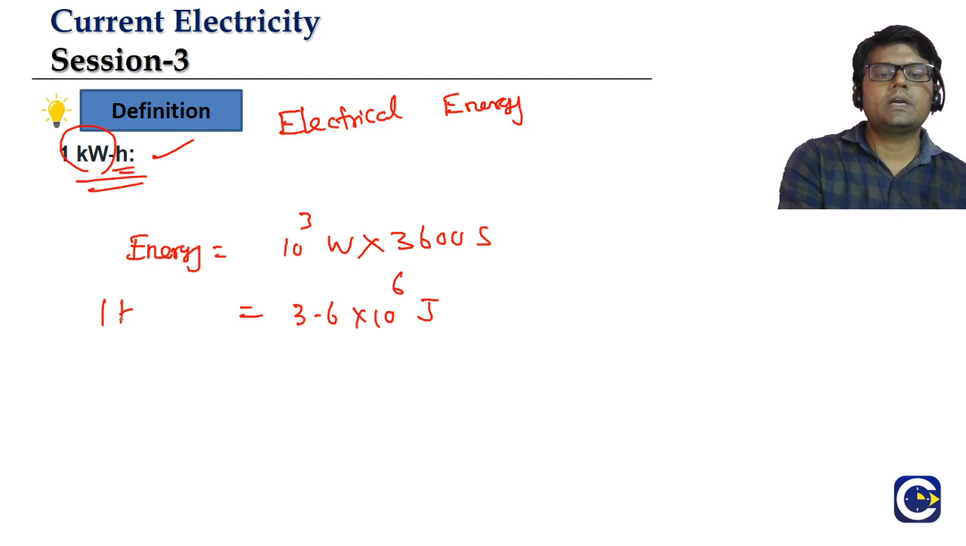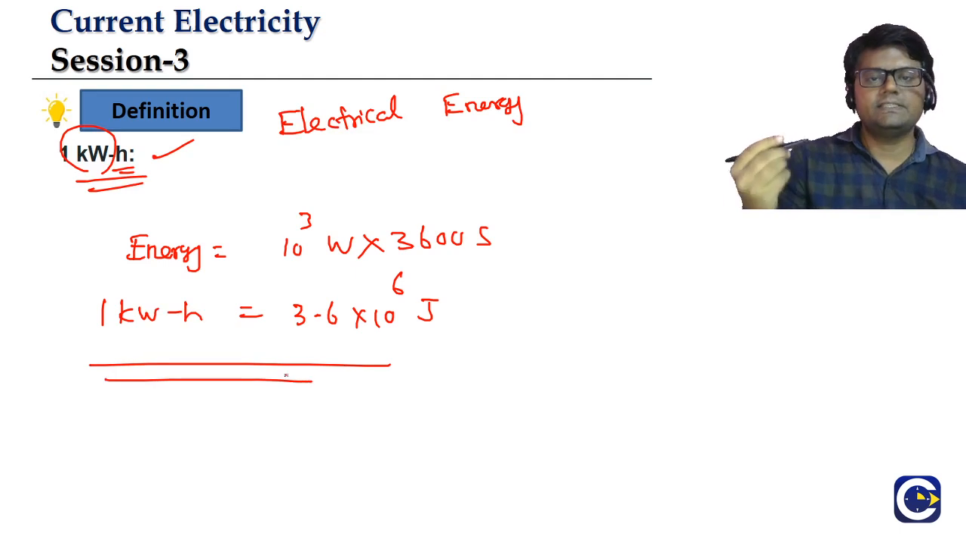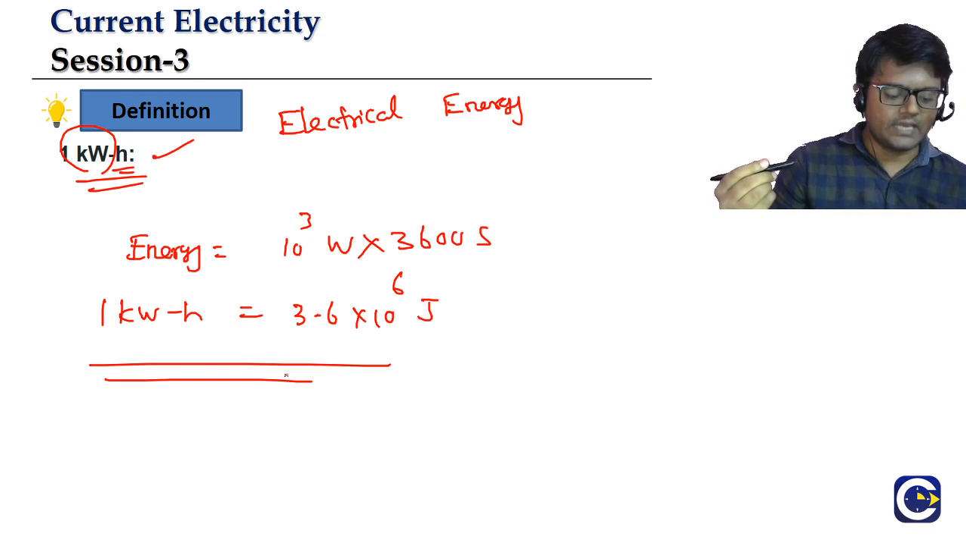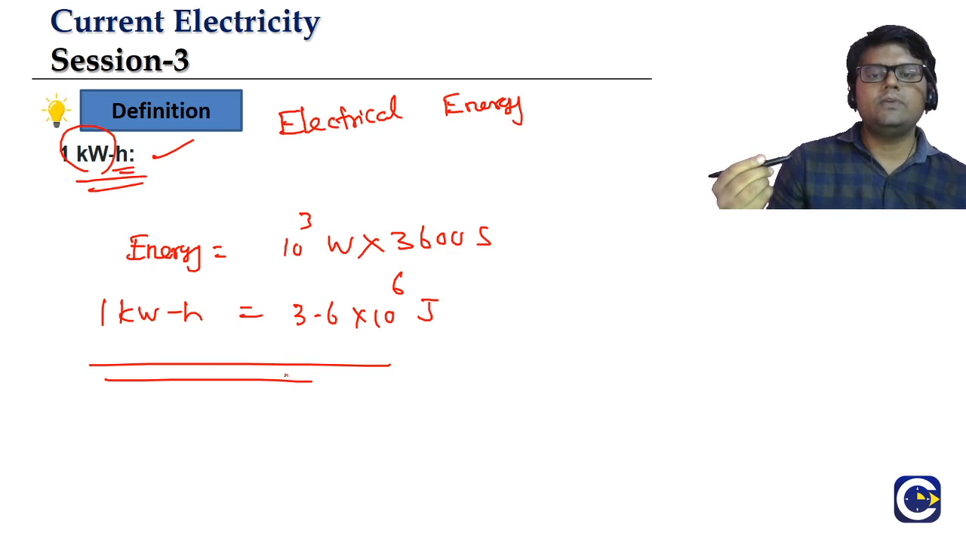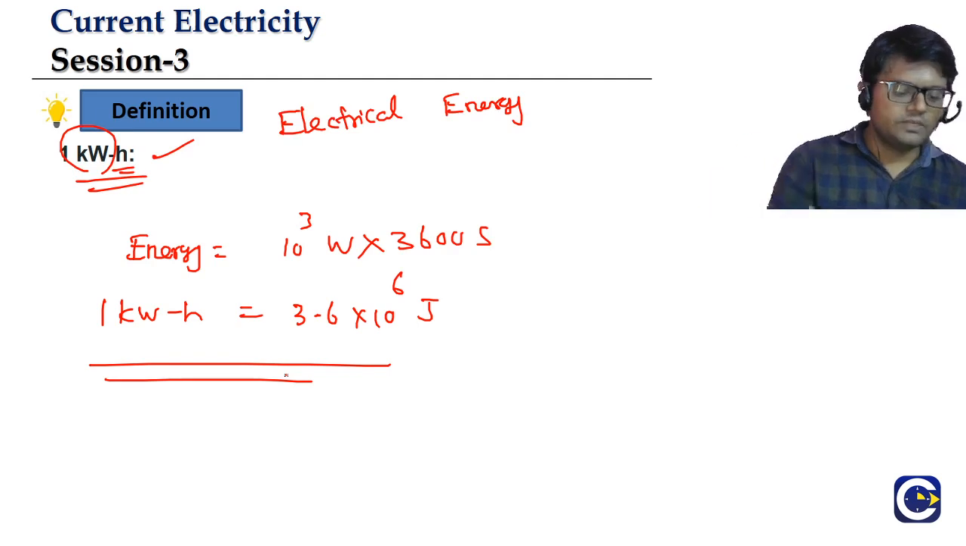So what is 1 kilowatt hour? It is a unit of electrical energy that is generally used for what? Domestic purposes and calculations like that. And what is the value in terms of joules? 1 kilowatt hour will be equal to what, guys? 3.6 into 10 power 6 joules. Clear?